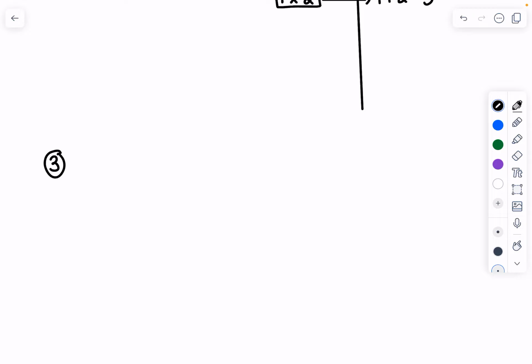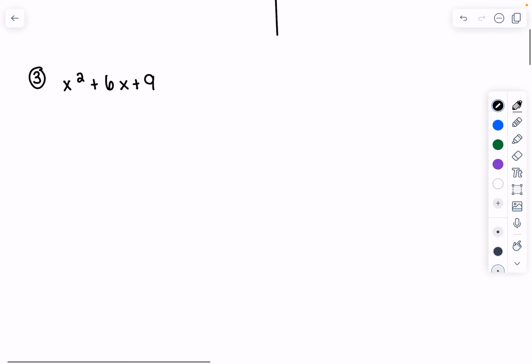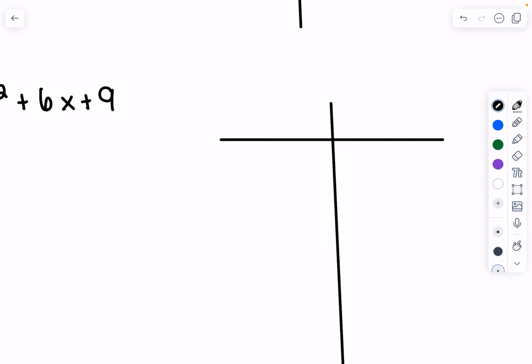Okay. And the last one is, we will try something else, is x squared plus 6x plus 9. Okay. This is going to be a bit of a special case, so just really try to pay attention as we're going through this one. So, same thing, I know I'm going to need a product sum table. I'm just going to start setting it up.